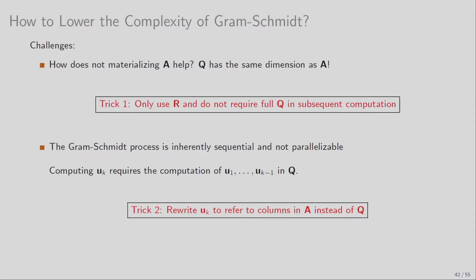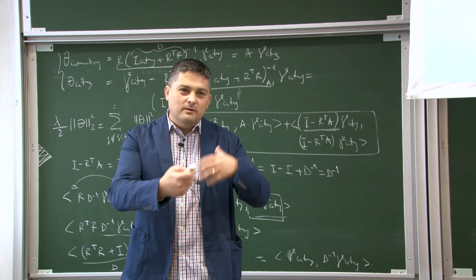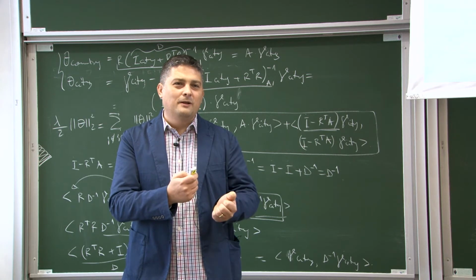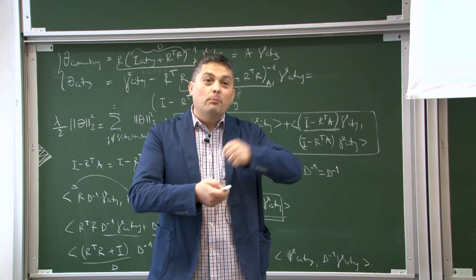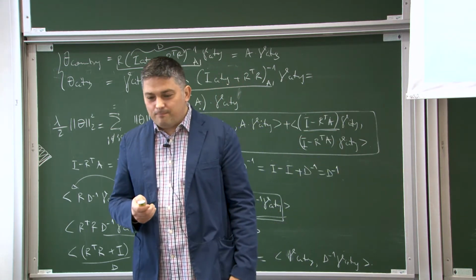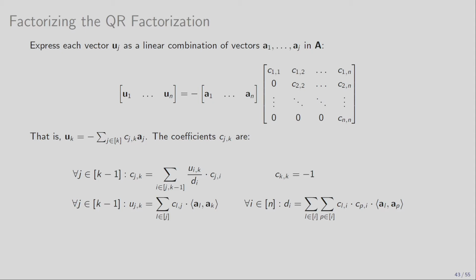For the first challenge, the trick is to only use R and not require the full Q in subsequent computation. And we'll see that this is the case. And the second trick is to rewrite Uk not to refer to the previous U1 to Uk minus 1, but to refer to the input A vectors. Still, the computation is to some extent sequential, but nevertheless, you don't have to refer to something you computed at the previous step. Everything is now referred to the input, okay? So this is the way we envisage it.